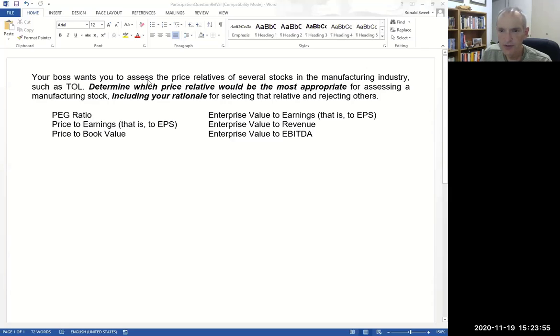So your boss wants to assess the correct relative value factor to use for Toll. So you have two things here. Make sure you see there's two things here. Which price relative would be appropriate? And that includes two things. Why is it appropriate for Toll? There are some of these that are not appropriate for any company.